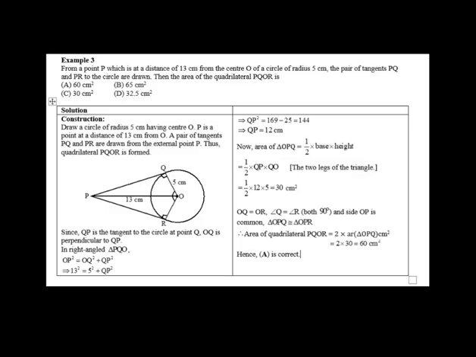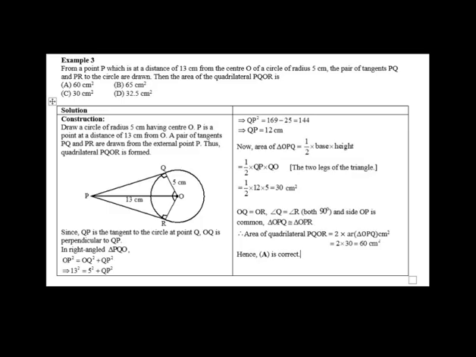Let us draw a circle of radius 5 cm having center O. P is a point at a distance of 13 cm from O. OP is equal to 13 cm. A pair of tangents PQ and PR are drawn from the external point P. Thus, quadrilateral PQOR is formed. Since QP is the tangent to the circle at point Q, OQ is perpendicular to QP.